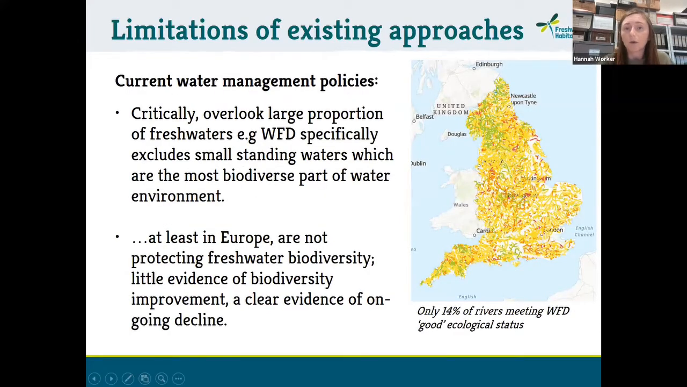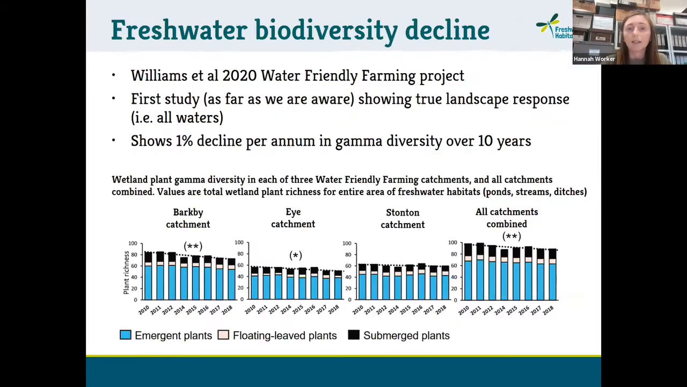A key part of the approach is to try and tackle some of the limitations of existing policy and approaches. At the moment, quite a lot of policy doesn't look across the whole of the freshwater landscape, so it doesn't particularly include the smaller waters, ponds, headwaters, fens and flushes. And in Europe, we're still seeing a decline in freshwater biodiversity. In the latest WFD monitoring, only 14% of our rivers were meeting good ecological status, and we should look at the wider landscape as well.